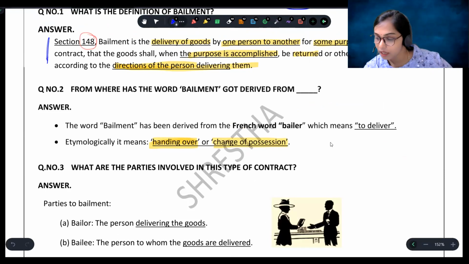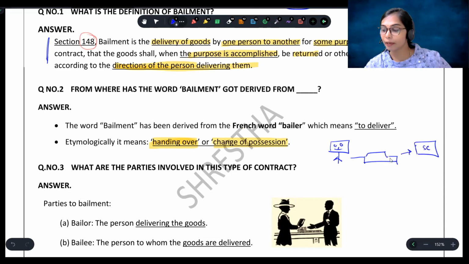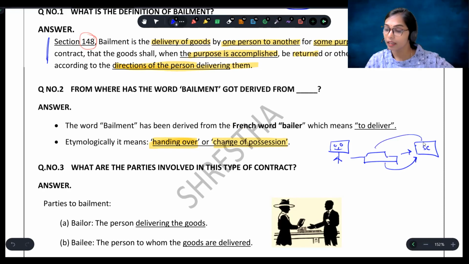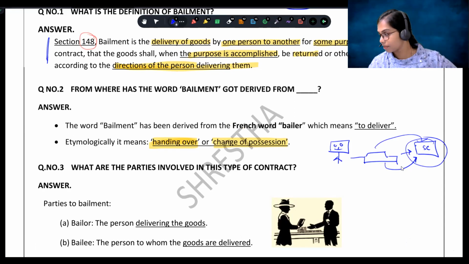Now, when you see that Lady Gaga has given the car to the service center, that means she is transferring her goods and changing the position of the goods for some purpose. She is handing over the goods to the other party, but the ownership is not changed. The position of the goods has been changed for a particular purpose.